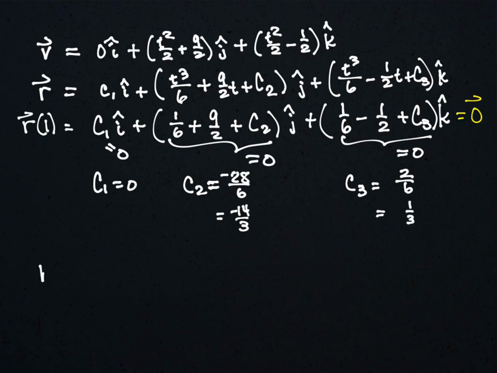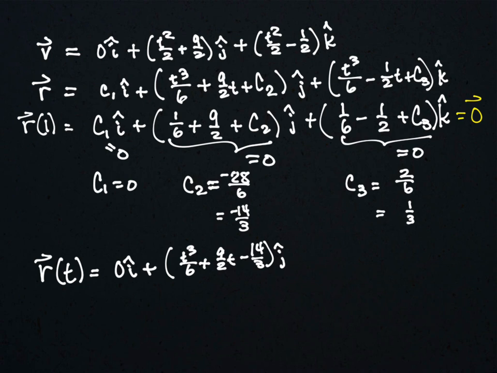So our position vector, r of t, is going to be, at this point, if you don't want to write the 0i, you're welcome to not write it. I'm going to still write it, but you could write just nothing there. And then we have t cubed over 6 plus 9/2 t minus 14/3 j plus t cubed over 6 minus 1/2 t plus 1/3 k. That just doesn't even look nice.